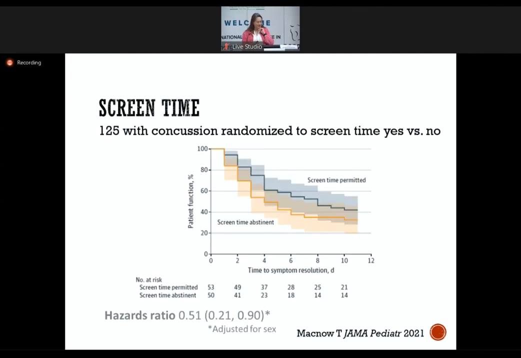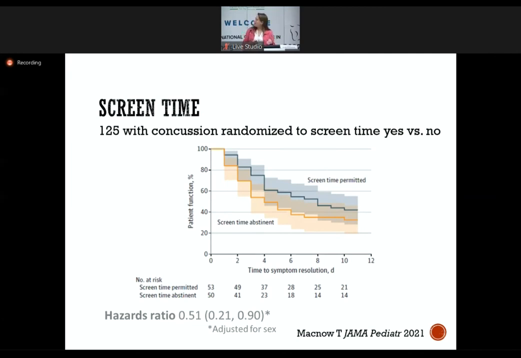I'll highlight one study that was done by a colleague, Ted Macknow, who works at the University of Massachusetts, and it's just a clever study around the cognitive rest. He did a randomized trial of patients diagnosed with concussion in a pediatric emergency department. It was a relatively small study, only 125 children, but they were randomized to being allowed to have screen time, phones, computers, anything, yes versus no for the initial, I think, 1 week after injury.